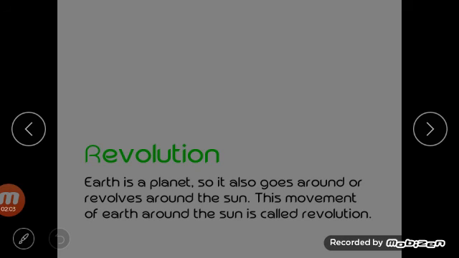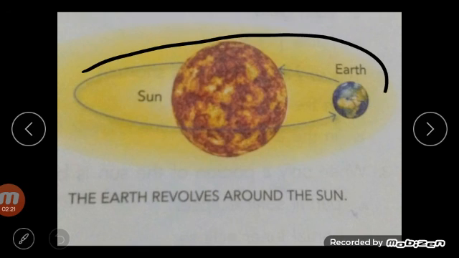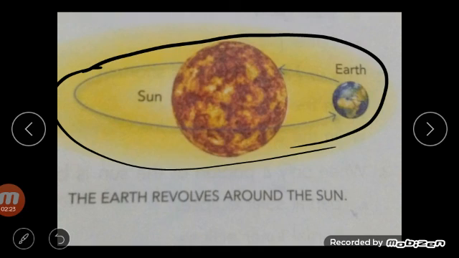revolution. Earth is a planet, so it also goes around, or revolves around, the sun. This movement of earth around the sun is called revolution. As I have told, earth is a planet. Here, this is your sun. Earth is one of the planets, and all the other planets are there too, like Mercury, Venus, Earth, Mars, Jupiter. So all 8 planets are there.